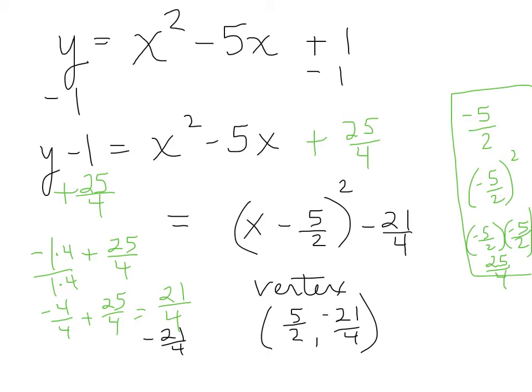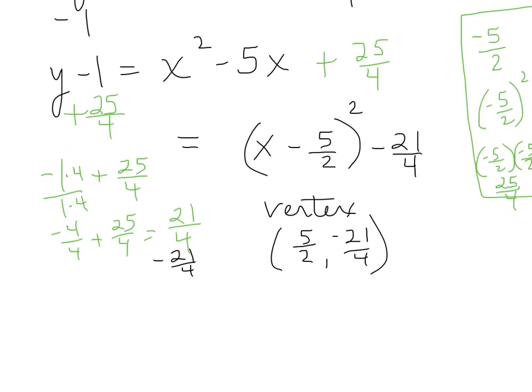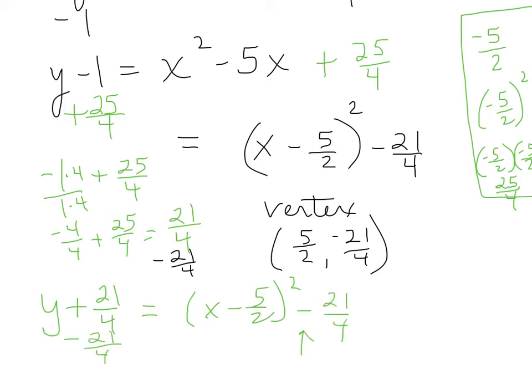It got messy. So over here what we had is y plus 21/4 equals x minus 5/2 squared. And then we had to get rid of that 21/4, so we had to do that to both sides. So that's how we ended up with that negative. The 5/2 is positive because we always go the opposite direction there when we graph.